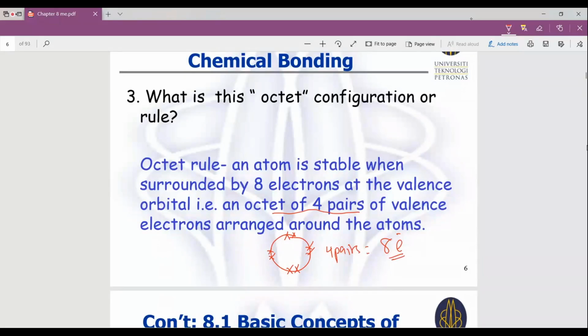For example, neon. Neon is 1s2 2s2 2p6. So the valence shell is 2, and the valence electrons are 8. 1s2 2s2 2p6, so the valence shell is 2 and the valence electron count is equal to 8. Right? So this is a stable configuration, achieving 4 pairs and 8 electrons.